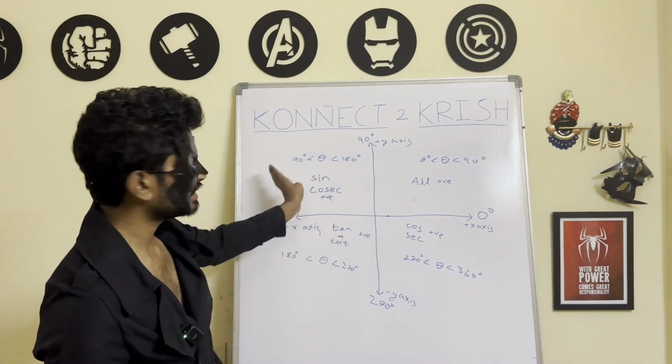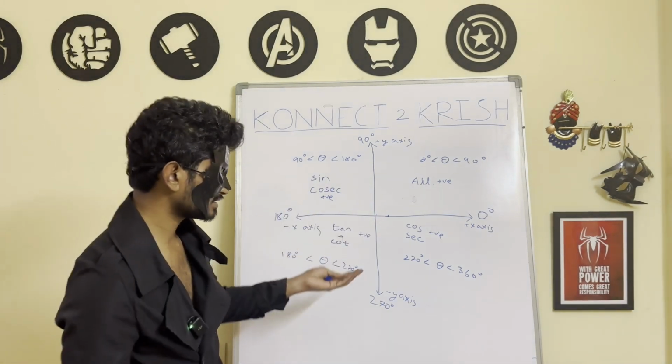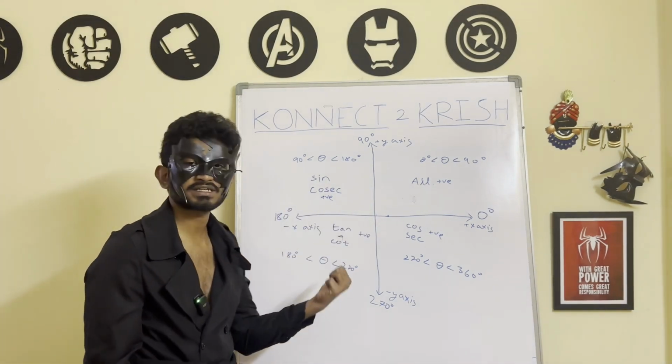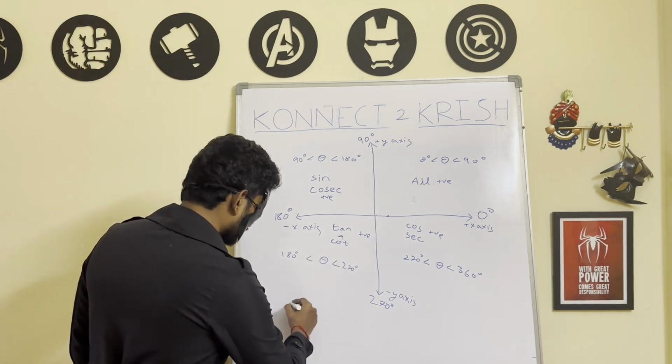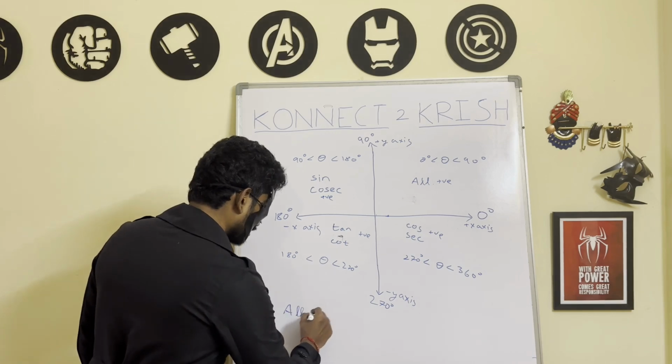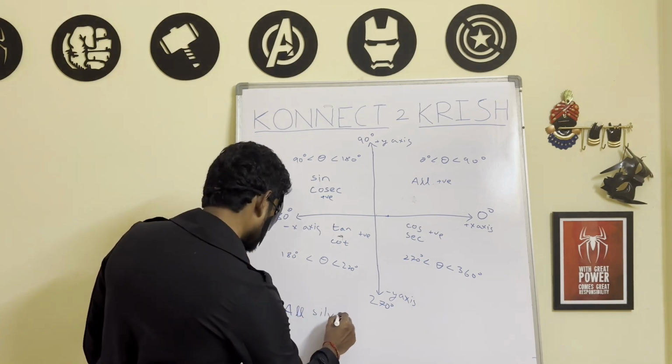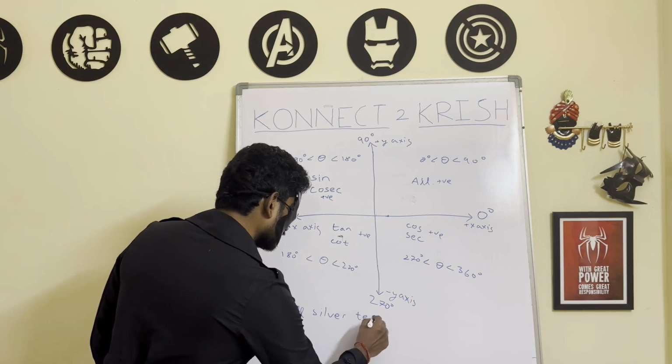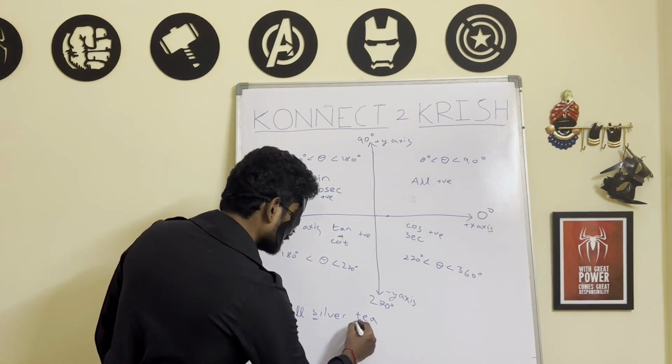So this way we can divide the entire Cartesian plane. And you might have learnt a shortcut trick in your school also. It's called all silver tea cups.